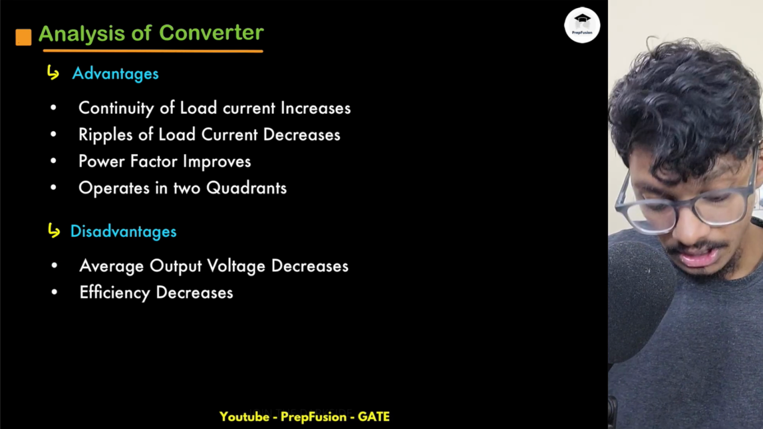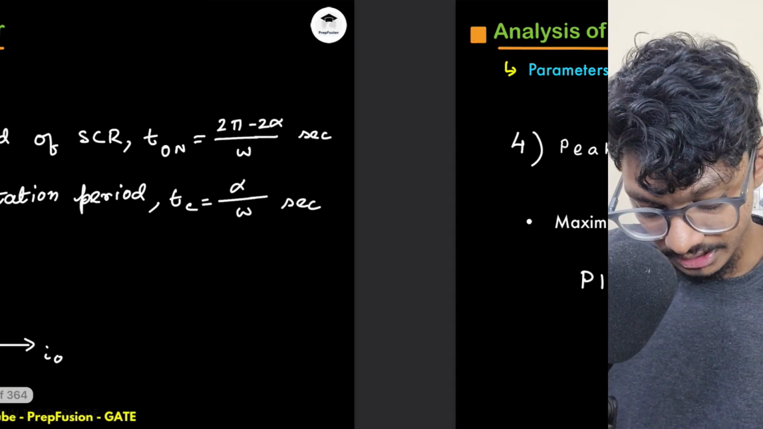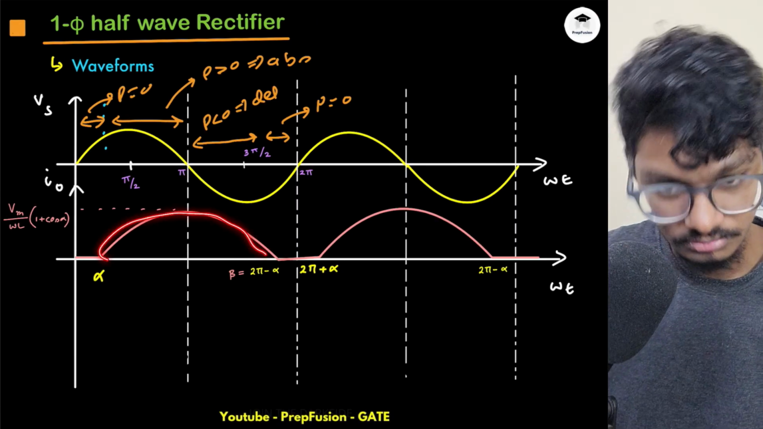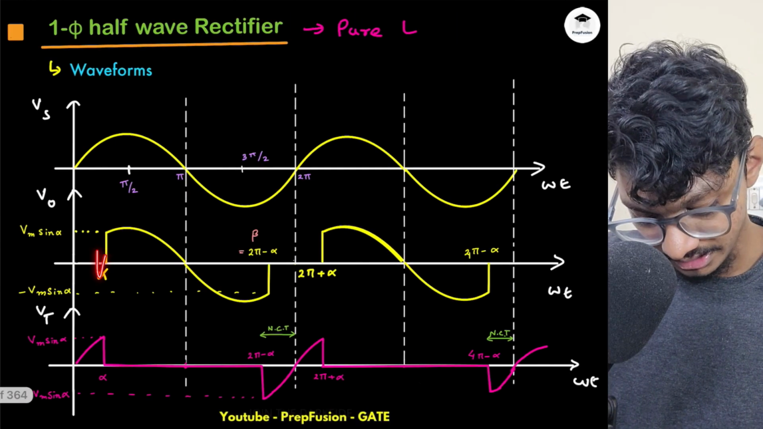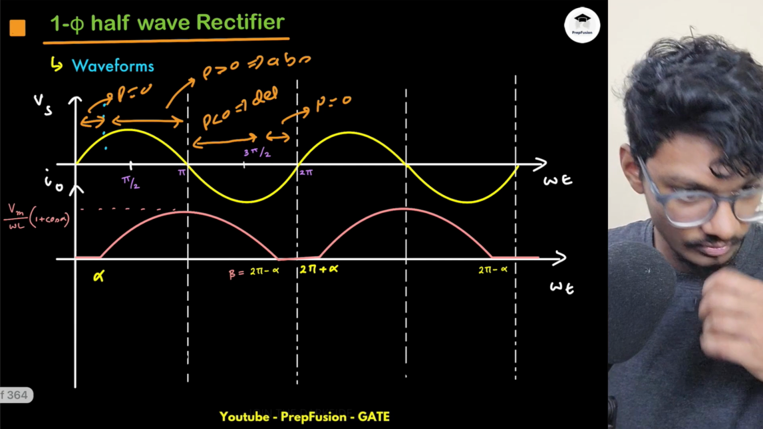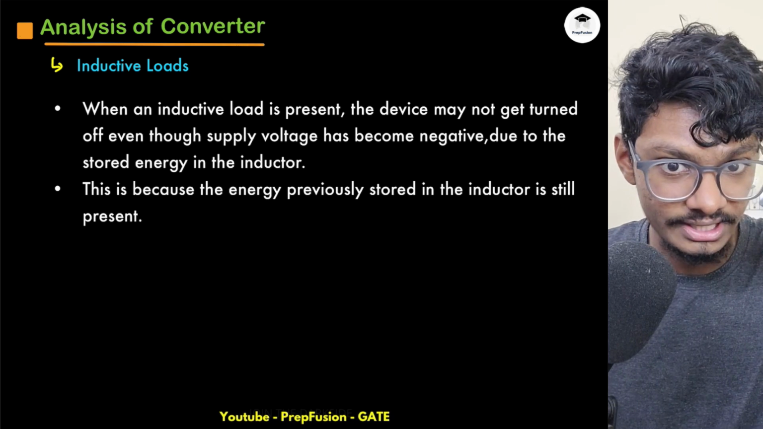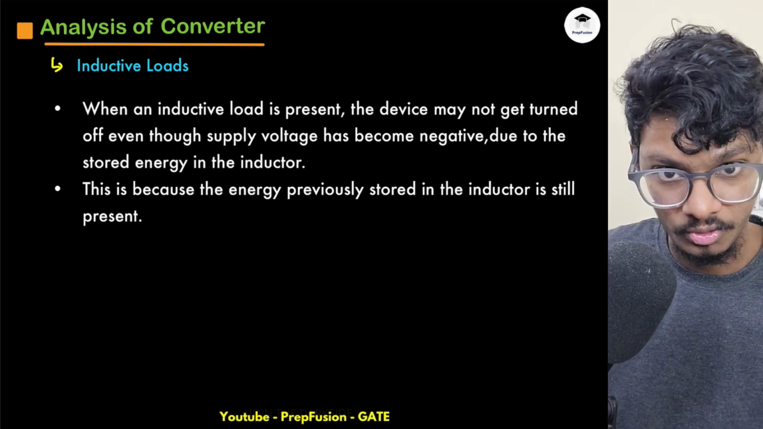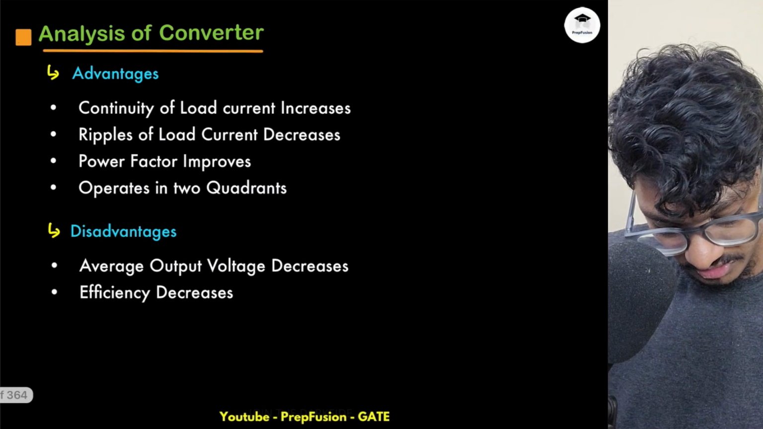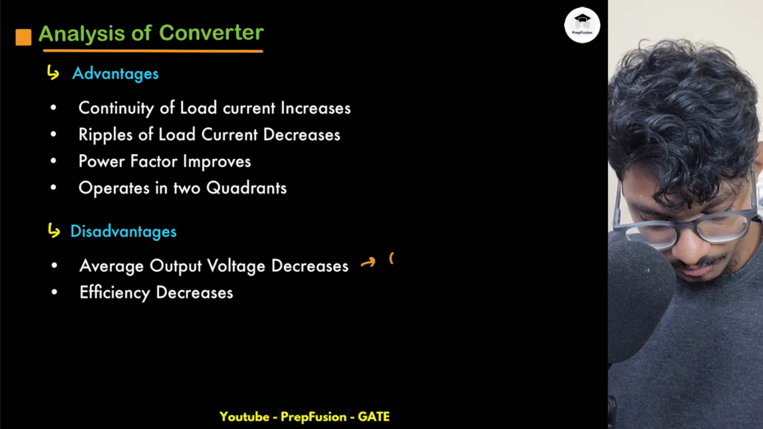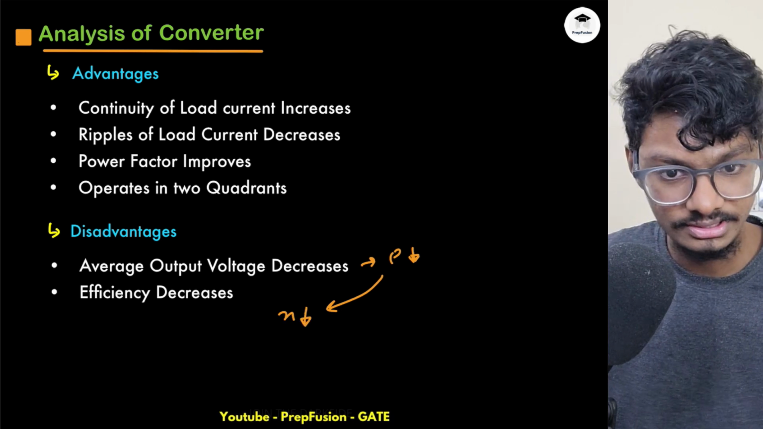What is the disadvantage? The average output voltage reduces. Why? Because the average voltage across the inductor will always be 0, and you can observe that here. Even though the average current has increased, the average output voltage is reduced. With an R load, we will see the average voltage has increased, because even though the voltage is negative, it comes across the output as well. Due to that, the average output voltage is reducing, so average power can also reduce, and as the power reduces, the efficiency will reduce, as said in the second point.